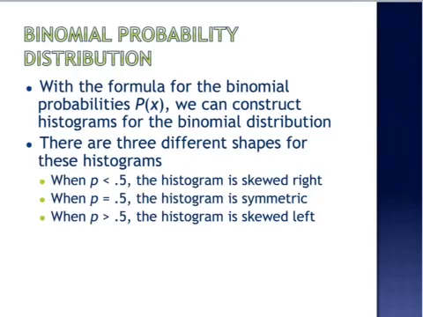The next topic is discussing the shape of the binomial probability distribution. If we use the formula to look at 3 different situations, we're going to look at what happens if we have a probability below 0.5. We're going to see the histogram will be skewed right. If we have the probability equal to 0.5, the histogram will be relatively symmetric. And with a probability greater than 0.5, the histogram will be skewed left.